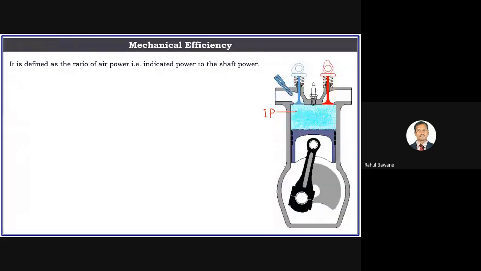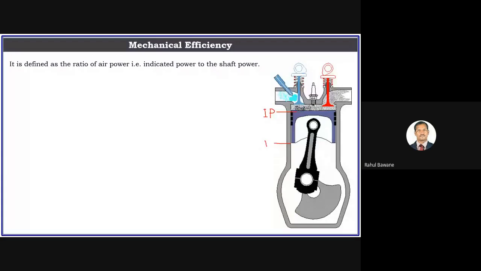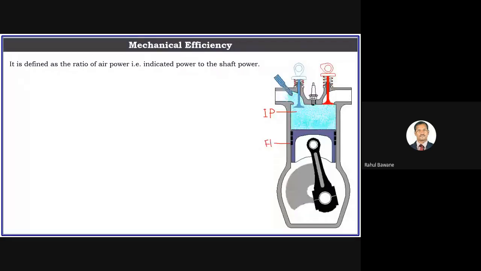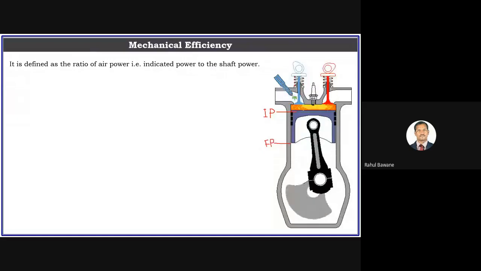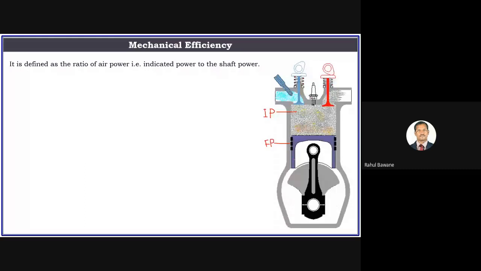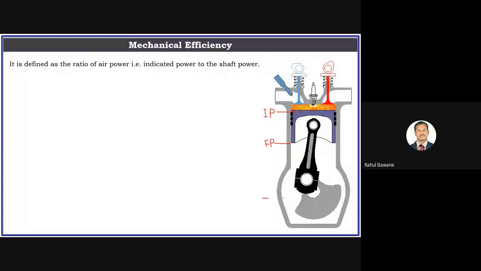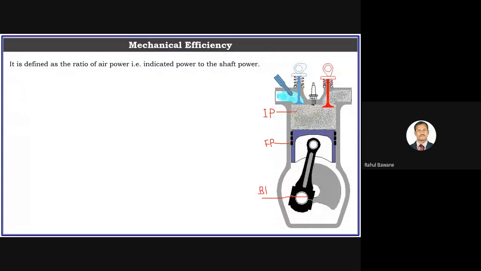When this indicated power starts pushing the piston down, that's when there is movement and friction. So some power is lost in friction, that is the friction power. So indicated power is available inside the cylinder. After movement, some power is lost in friction, so we get a reduction in IP, and whatever remaining power is available at the shaft, that is brake power.